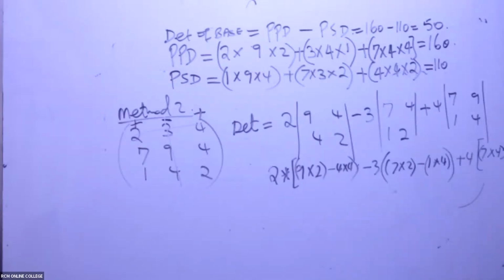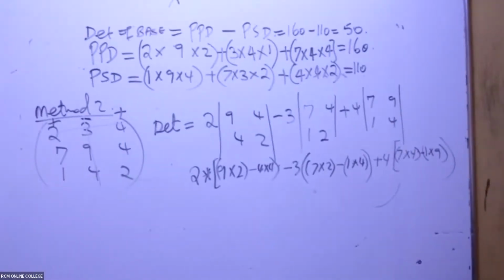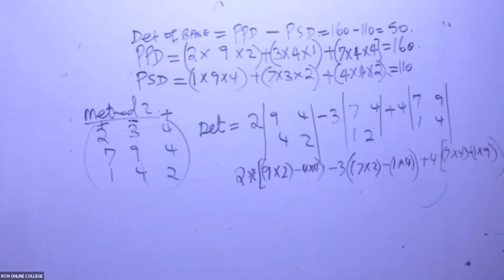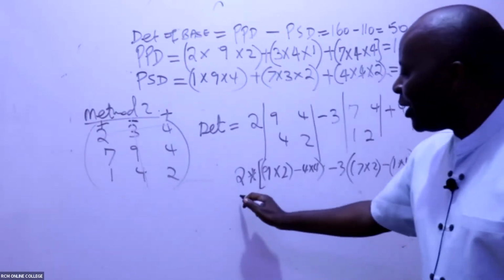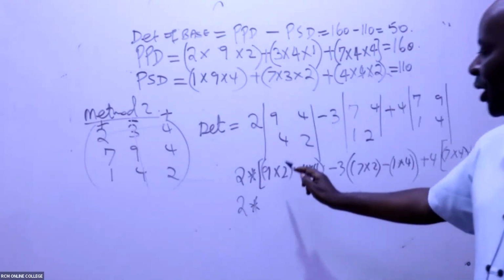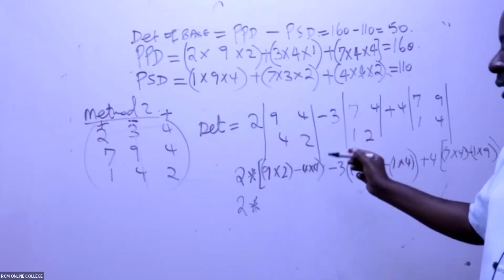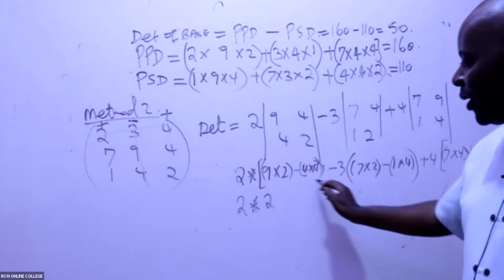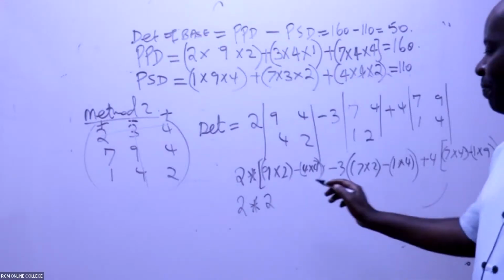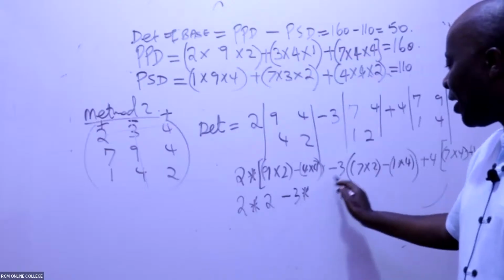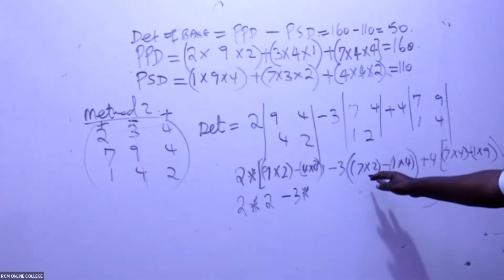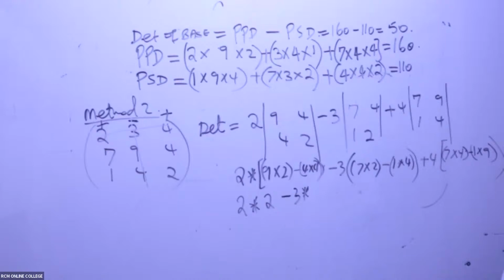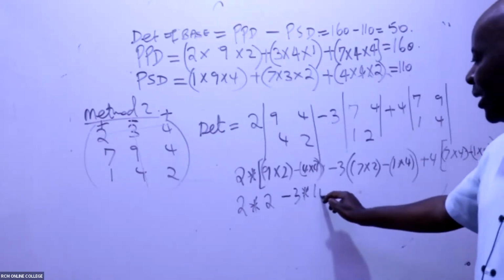Great. So then please do me a favor. Come inside the brackets first. So inside the brackets, what do we have, ladies and gentlemen? You say 9 times 2 minus 16. Give me an answer. Inside the brackets here, I'm being told that this difference is 2. Minus 3 times, how about inside here, what do we have? 14 minus 4. I'm being told the answer is 10.